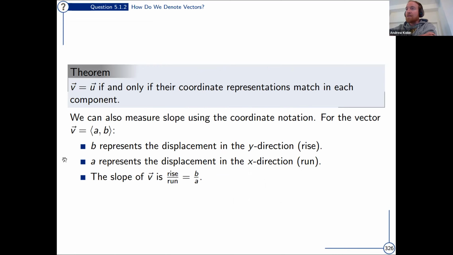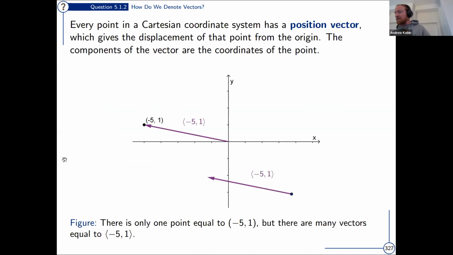So if I have a vector (a, b), a is the displacement in the x direction, b is the displacement in the y direction, then we can form the slope of the vector by computing rise over run, or b over a. You should think of a vector as a line segment, and it has a particular direction. The arrowhead tells you which way to travel. But because it's a line segment, it's part of a larger line, and the slope of that line is this b over a number. So let's get into some more examples here.